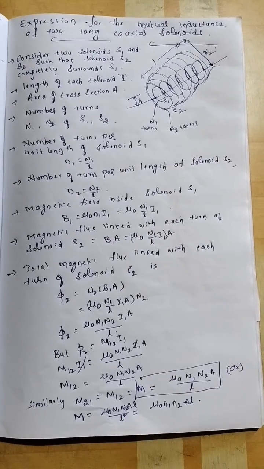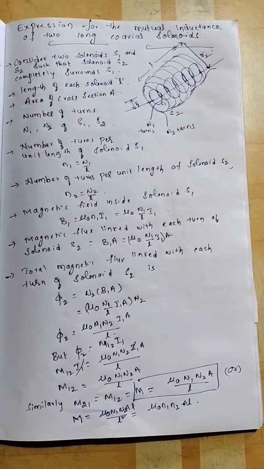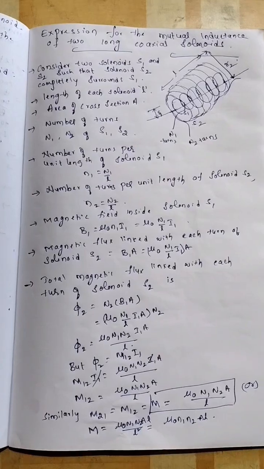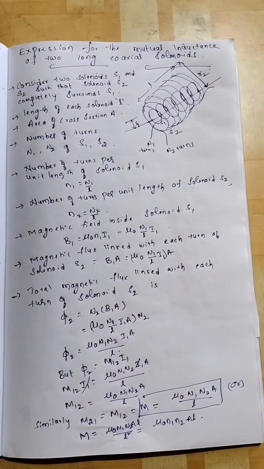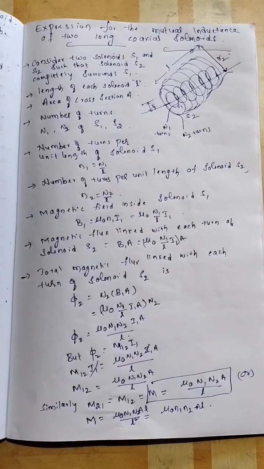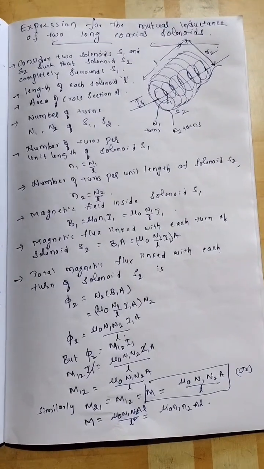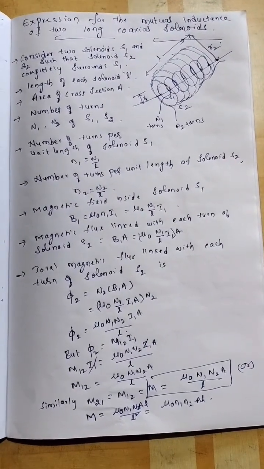But for solenoid 1, we said, B1 equal to mu naught n1 I1, where I1 is the current flowing in solenoid 1. Right? Now, in place of n1, we are substituting N1 by L. So, mu naught N1 by L into I1.